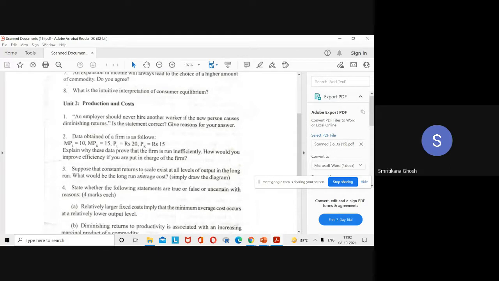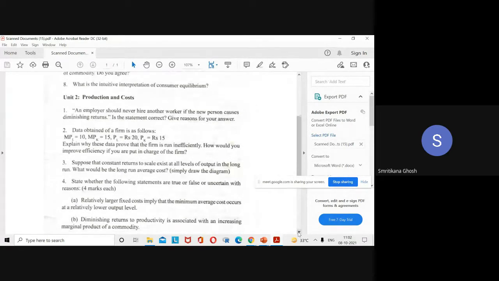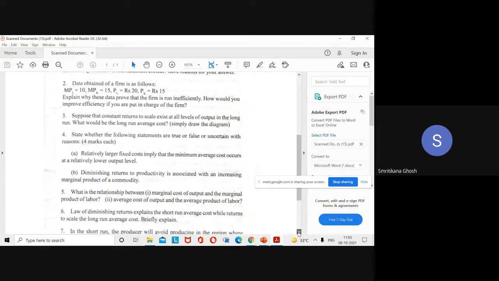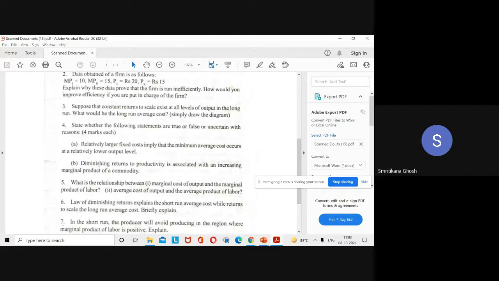Suppose that constant returns to scale, long run average cost. Fixed cost. All questions are from the cost. Diminishing returns to productivity is associated with an increase in marginal product of a commodity. Can you give the answer of 4B? True, false, uncertain? Diminishing returns to productivity is associated with an increasing marginal product of a commodity. Is it possible?